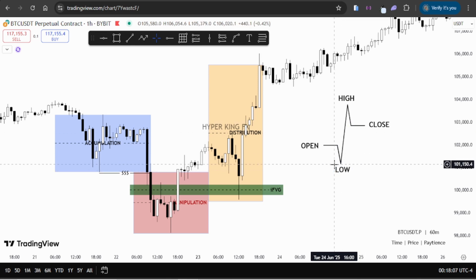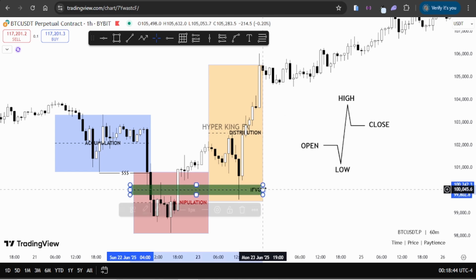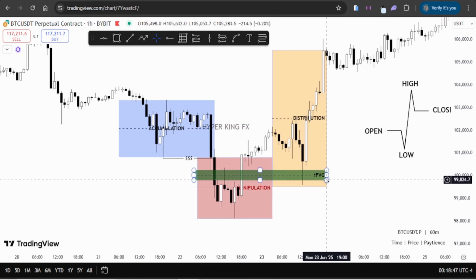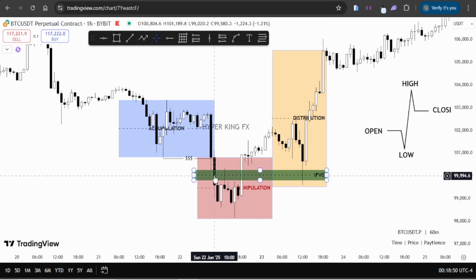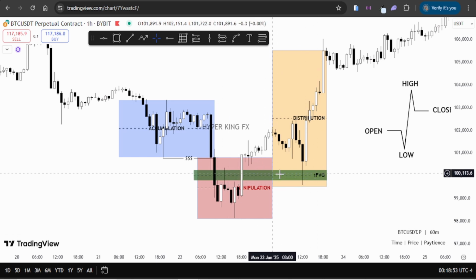Now take a look at this distribution that made the high of the day, and this is where you look for an entry. You look for an entry during the distribution phase. Once price shows signs of rejection after this manipulation phase, you look for confirmation in the form of a break of structure, order block, or fair value gap. In my case, I entered with an inversion fair value gap that was formed during the manipulation phase. My confirmation was an inversion fair value gap.